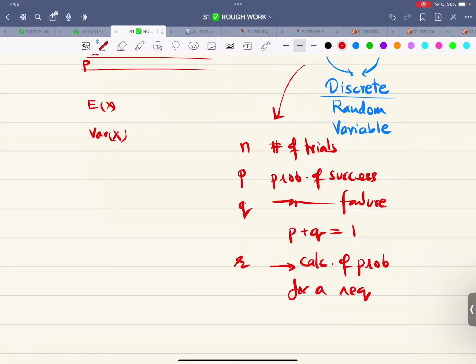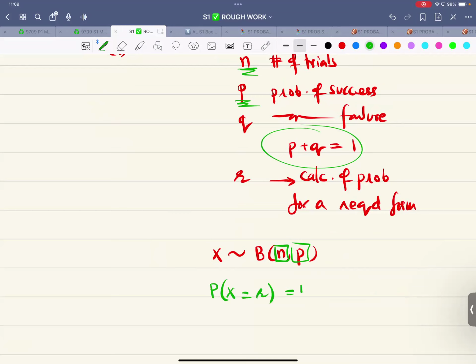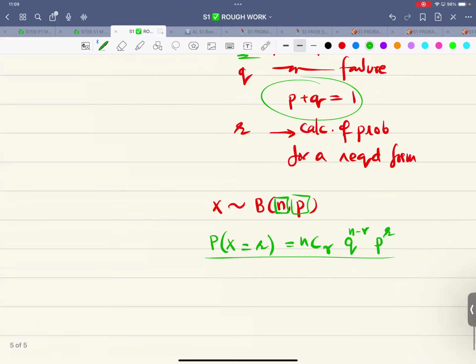So yes, we do have a formula. And what formula is that? That formula is X follows a binomial distribution N comma P. These are the parameters. N is the number of trials, P is the probability of success, and Q can be found from here. And then we write probability X equals R, that is NCR, probability of success raised to the power of R, Q raised to the power of N minus R. So that is the working that we do.